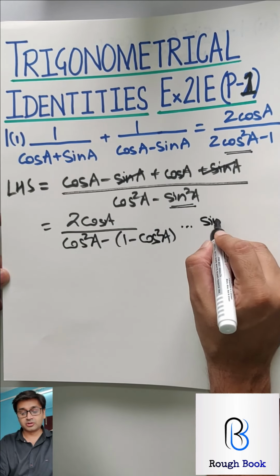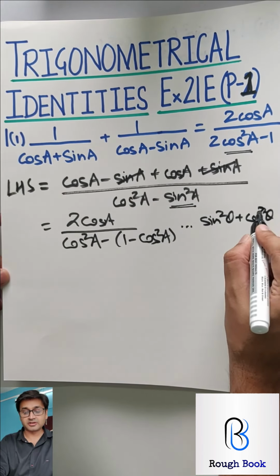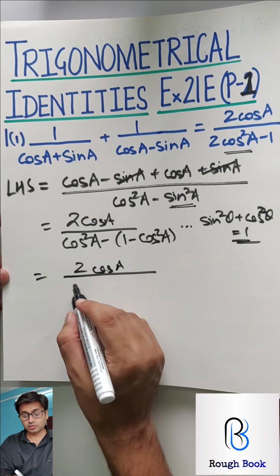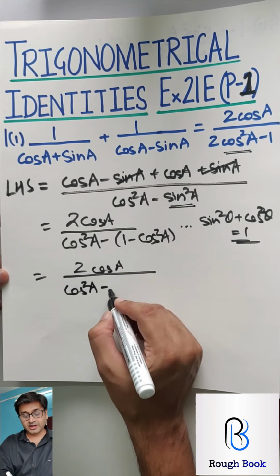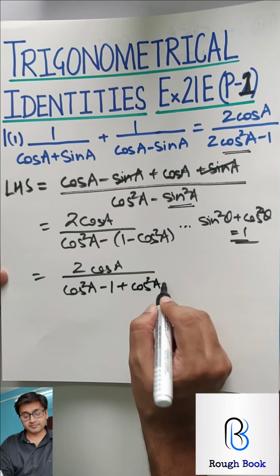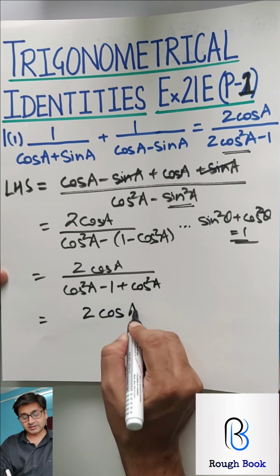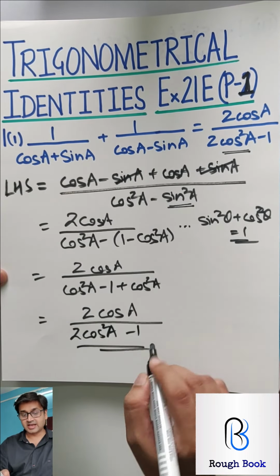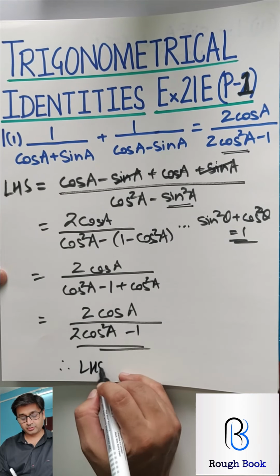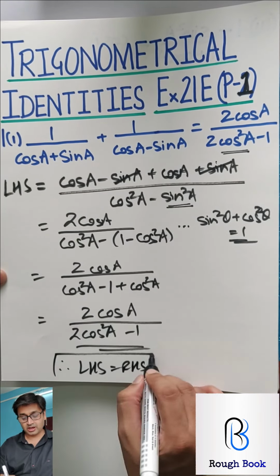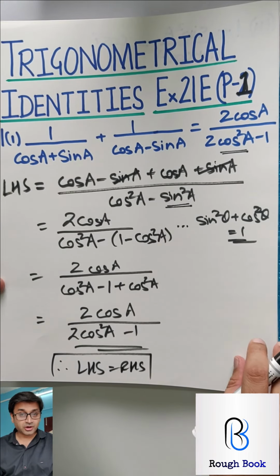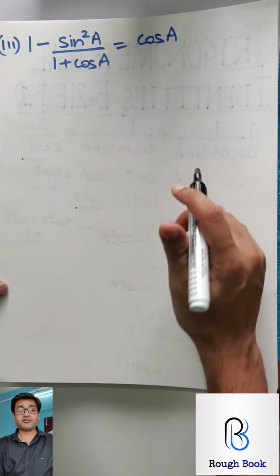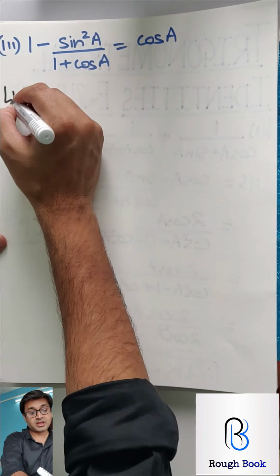And whenever we are using it, don't forget to mention the reason that sine square plus cos square equals to 1. Come on, 2 more steps and you are sorted. So 1 minus 2 cos A upon cos square A minus 1 minus plus cos square A. So finally what will I get is 2 cos A upon 2 cos square A minus 1. Exactly, that's what your RHS is. And therefore we can say LHS is equal to RHS. Are you following it? How many got it on your own? Brilliant. It's very simple now. I'm sure trigonometry by now will have become the favorite chapter for you guys.